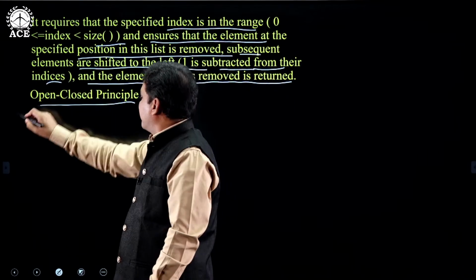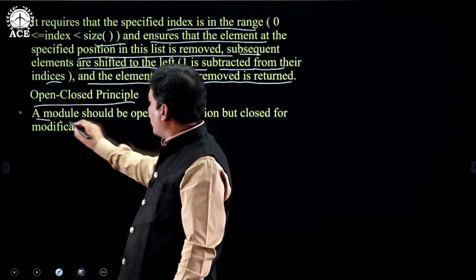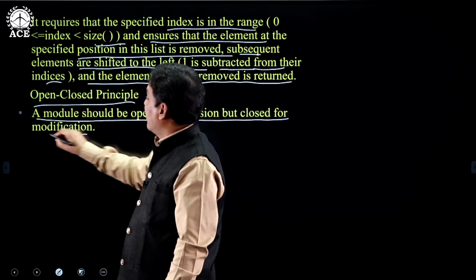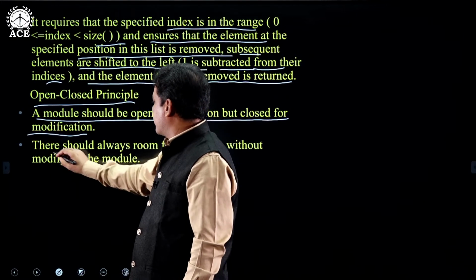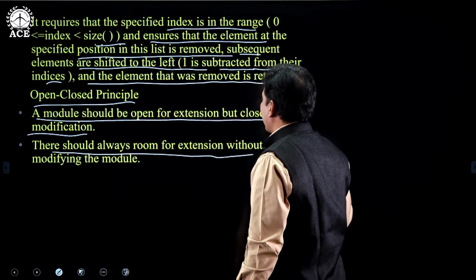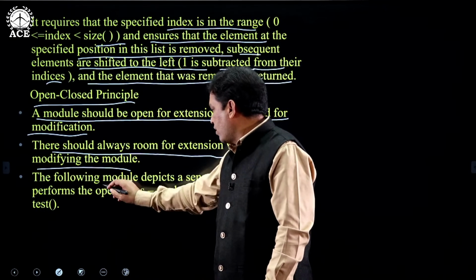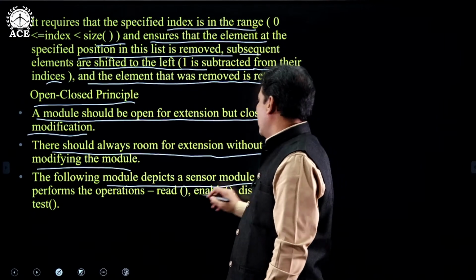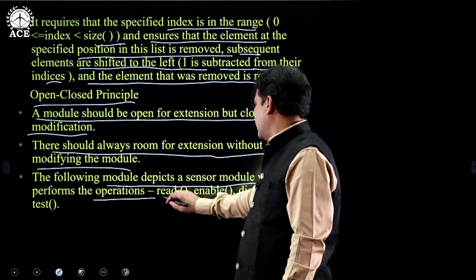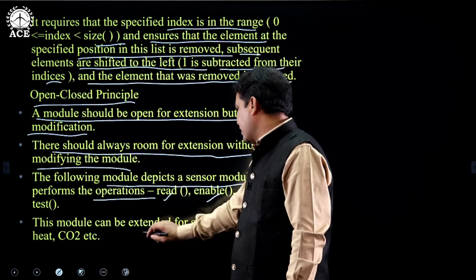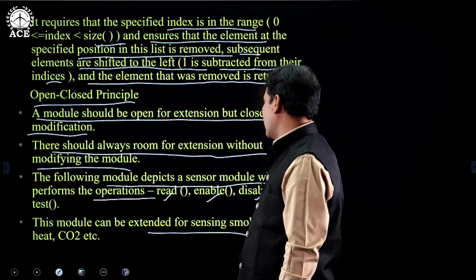Right? Open closed principle. What's the importance of open closed? A module should be open for extension, but closed for what here? Modification. There should always be room for extension without modifying the module. The following module depicts a sensor module which performs the operations. What are those here? Read operation, enable operation, disable, test. The module can be extended for sensing smoke, motion, heat, CO2, etc.